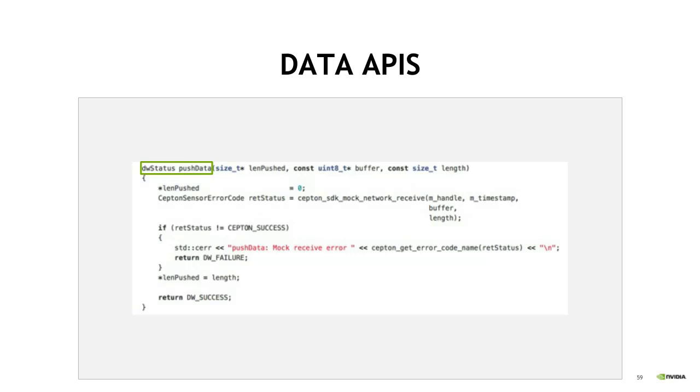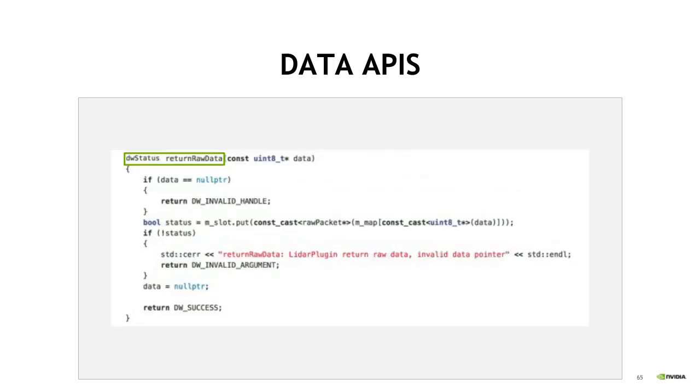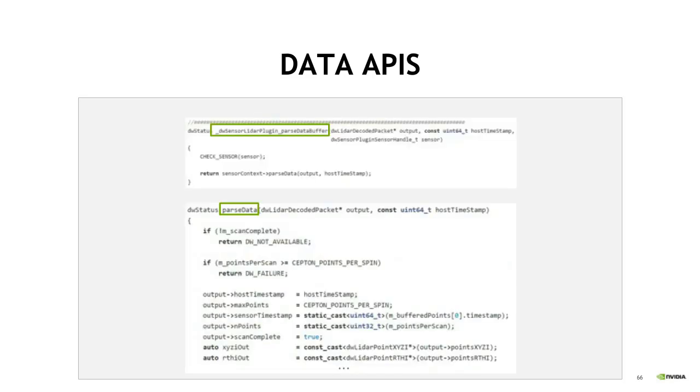The return raw data entry point returns the raw data pointer to the plugin that was previously acquired through the read raw data API. The parse data buffer is responsible for using the push data and decoding the raw bytes into the DriveWorks data structure.